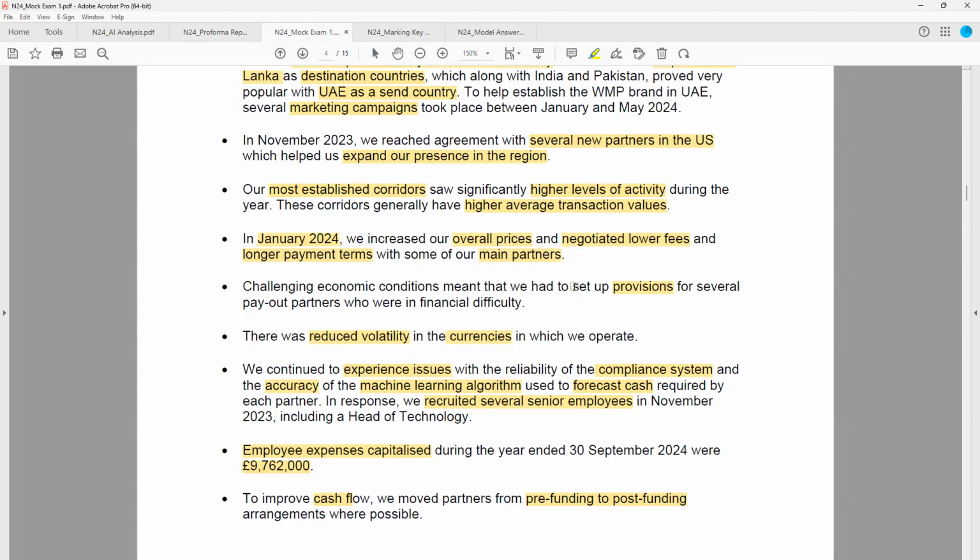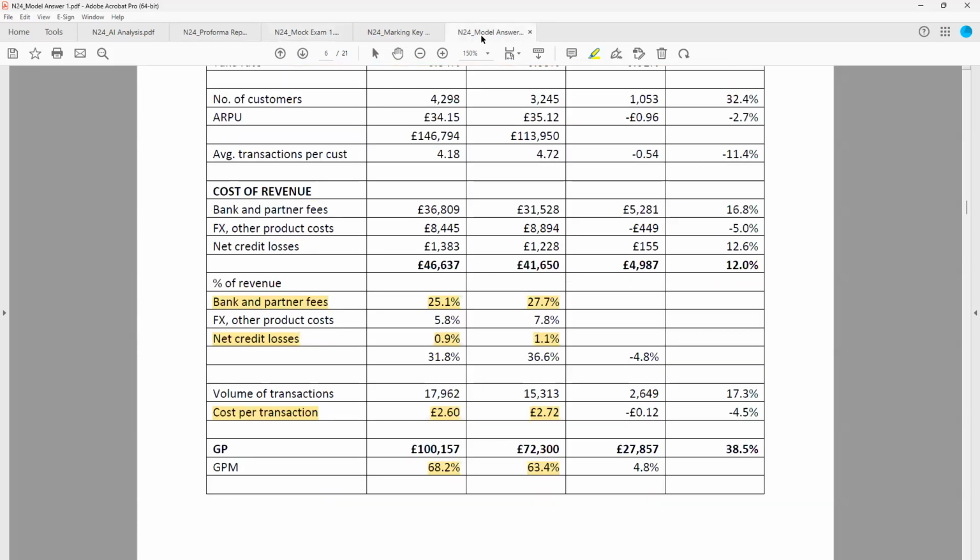We were told that they needed to set up some provisions. We've got a reason there why net credit losses have increased, and then reduced volatility in the currencies in which they operate. So again, we can see why that has decreased. So actually, because we've got a reason in the exam paper for each of them, ideally we would comment on all of them.